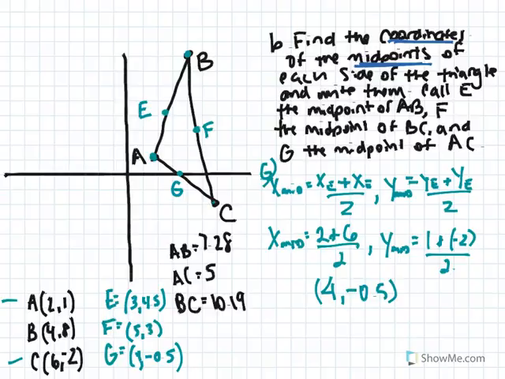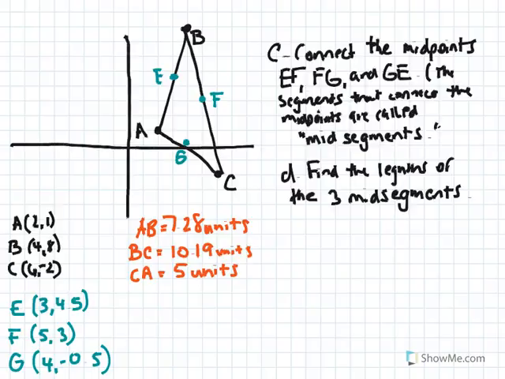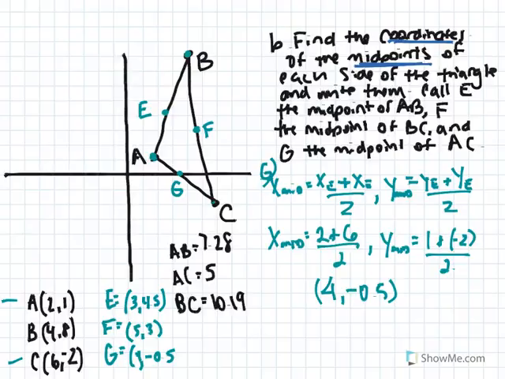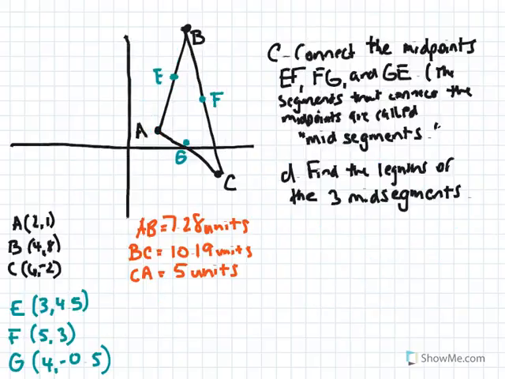Now let's move on to the next part. The next part tells us to connect the midpoints EF, FG, and GE. Okay, so I connected the midpoints. The segments that connect the midpoints are called mid-segments. Okay, so these are mid-segments. Good to know. Those are called mid-segments. Oh no, I erased my thing. Okay, so we connected these.